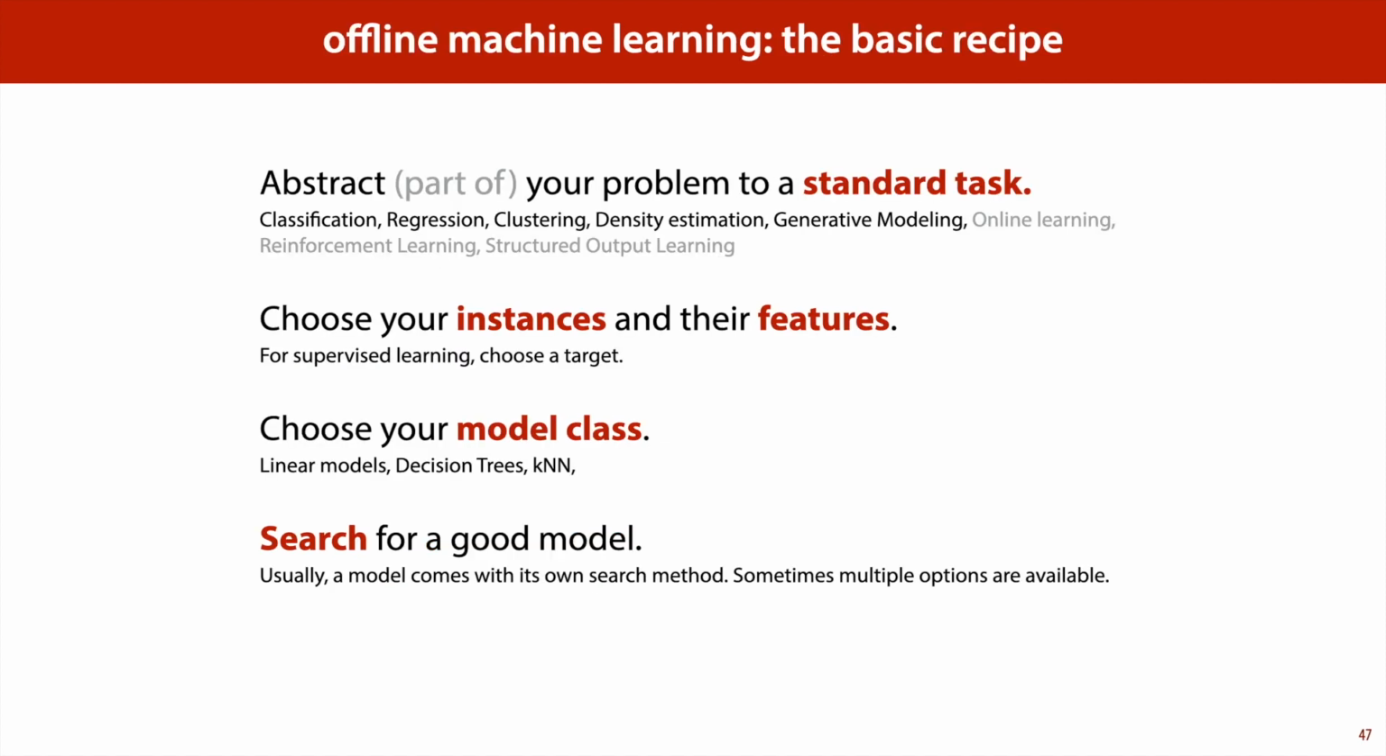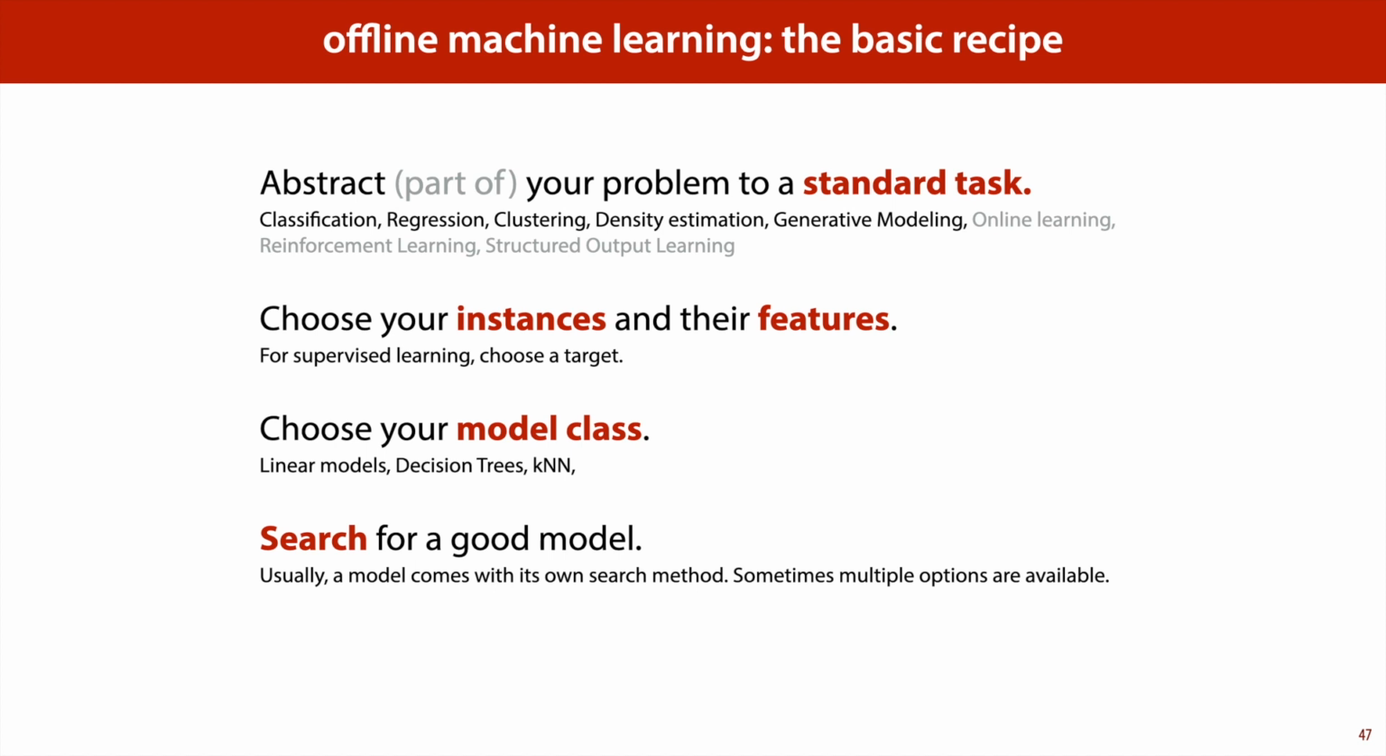Zooming out a little, I hope what's emerged so far is that for offline machine learning, there is a kind of basic recipe that you tend to follow when you have a problem and you want to apply machine learning to it. The first step is that you look at your problem and you abstract your problem or part of your problem to a standard abstract task. And there are many abstract tasks available. We've seen classification so far. We'll look later at regression, clustering, density estimation, and generative modeling.